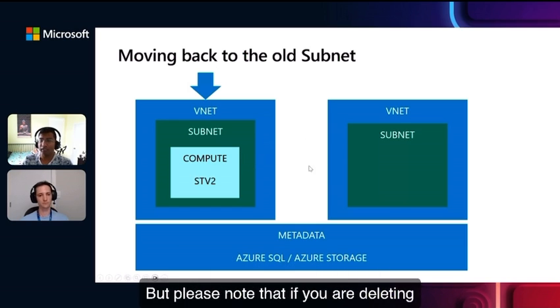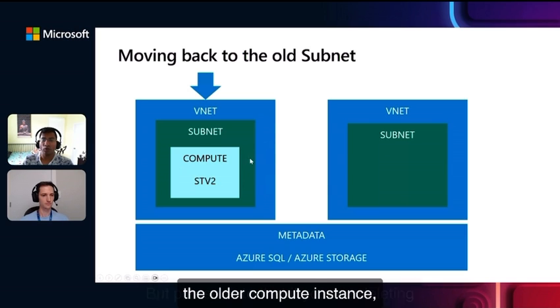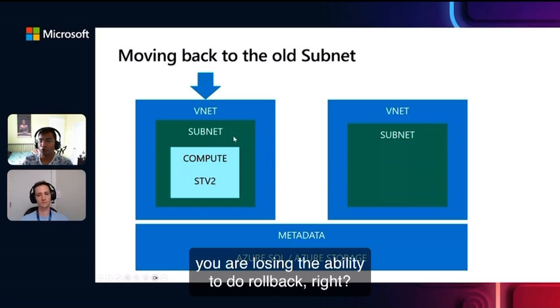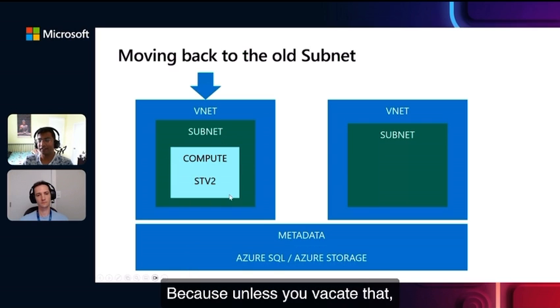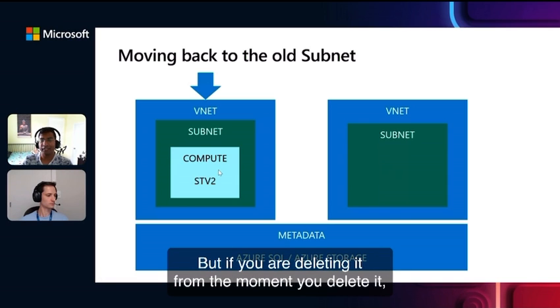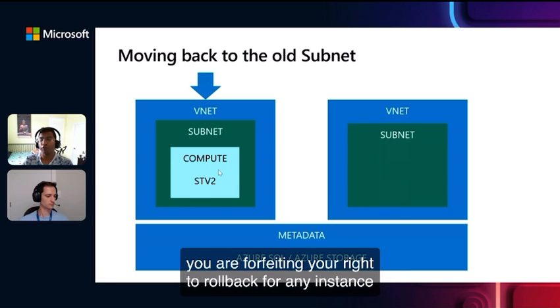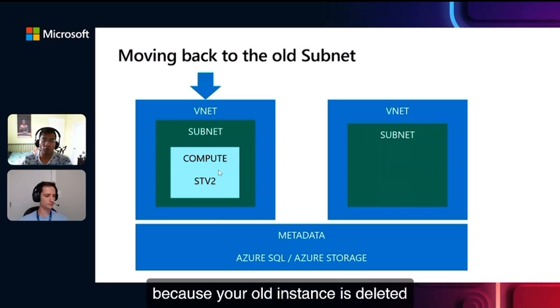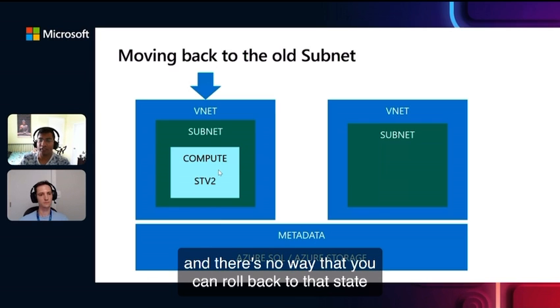But please note that if you are deleting the older compute instance, you are losing the ability to roll back, right? Because unless you vacate that, you can't move that instance back to the older subnet. But if you are deleting it, from the moment you delete it, you are forfeiting your right to roll back for any instance, because your old instance is deleted and there is no way that you can roll back to that state at any point of time.